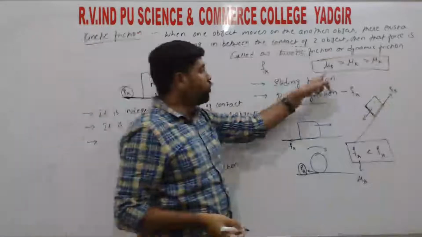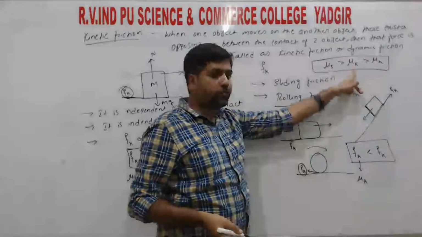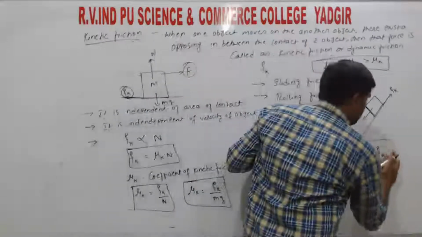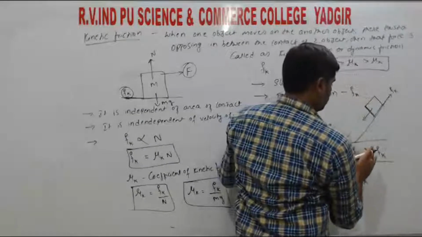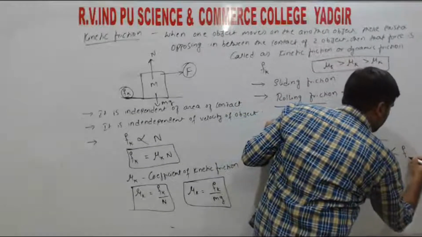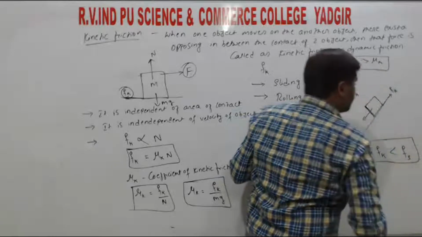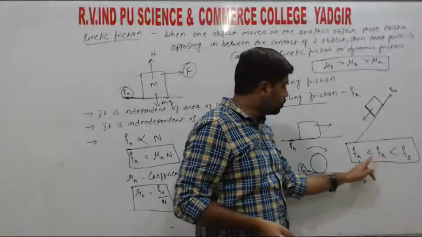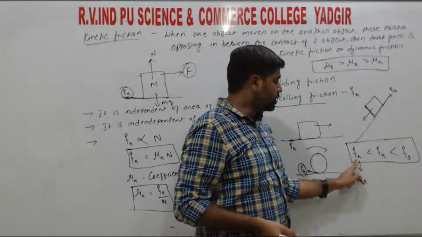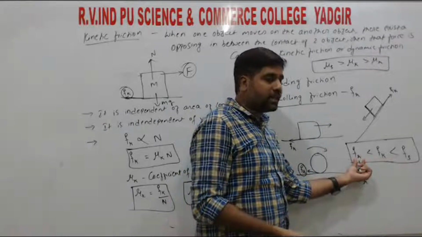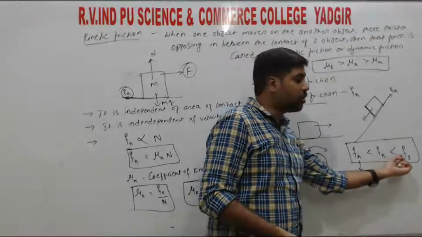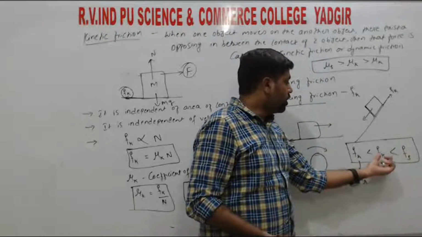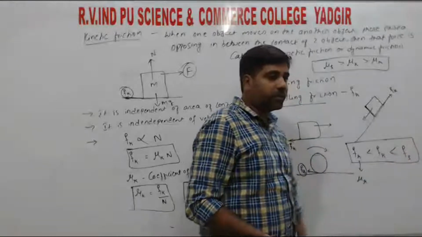So as the coefficient of static friction is more than the coefficient of kinetic friction, that means static friction is greater than that of the kinetic friction, and also it is greater than that of the rolling friction. Friction in rolling objects is less than that of the friction in sliding objects, and also the friction in rolling and sliding objects is less than the static friction, right?